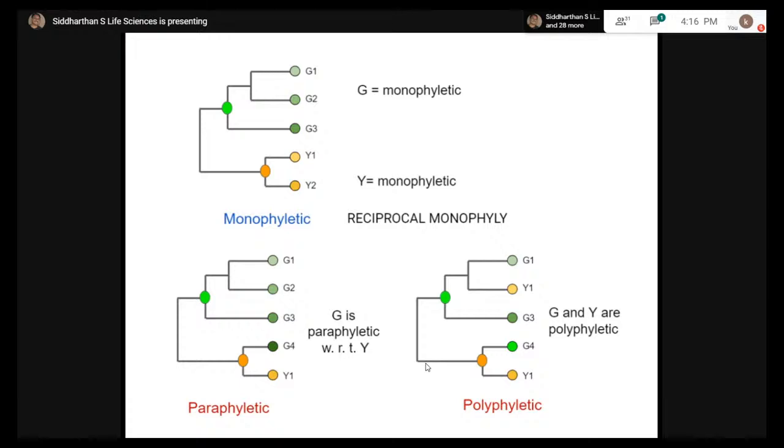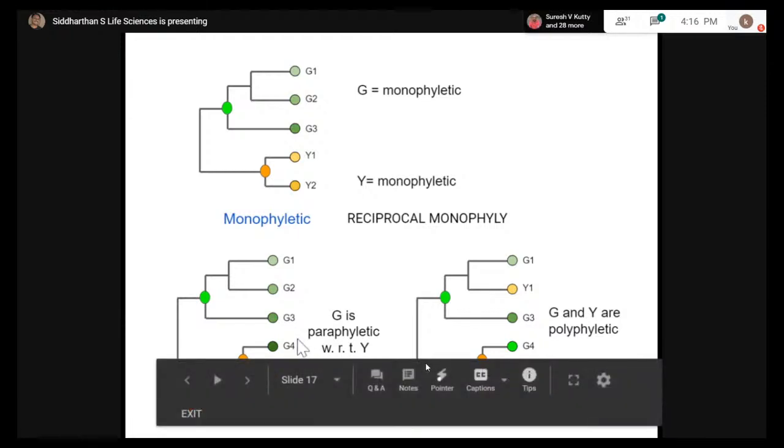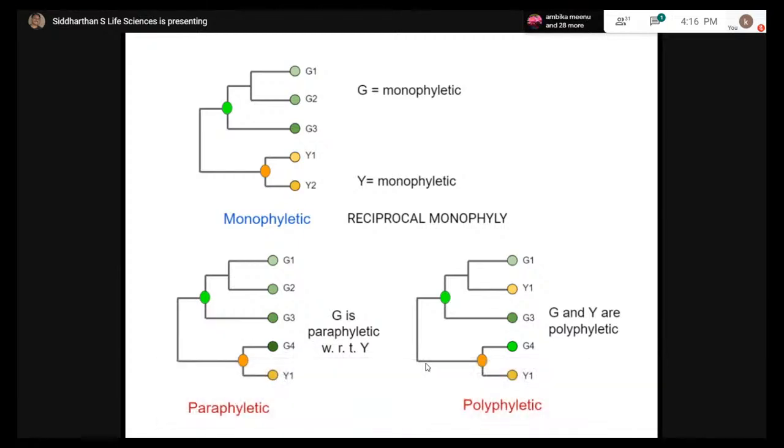So once you observe a tree, after you build the tree, like in the paraphyletic condition, the species of G4 should be renamed, it should be subsumed into the genus Y. So that is the prerequisite for reciprocal monophyly. So these two are artificial or arbitrary, or you can call them artifacts. When you observe them, you have to revisit the taxonomy or understanding of that group.